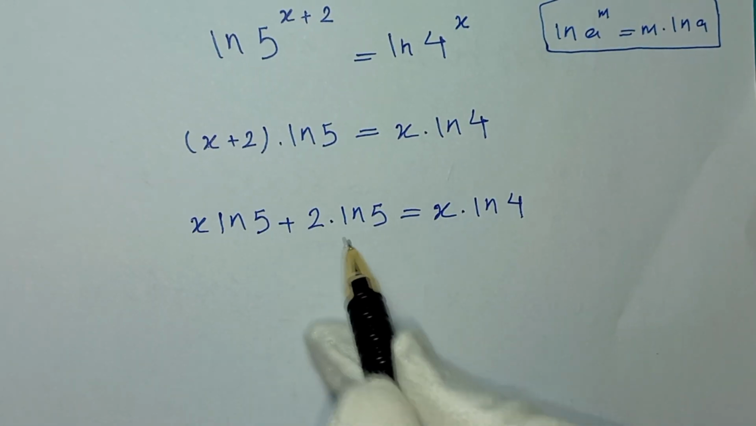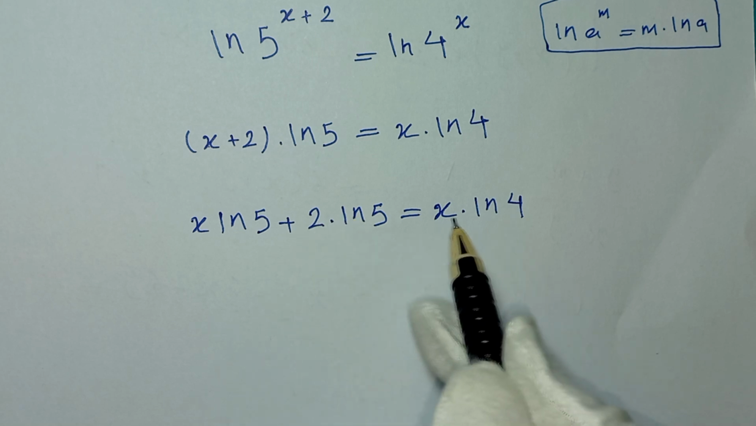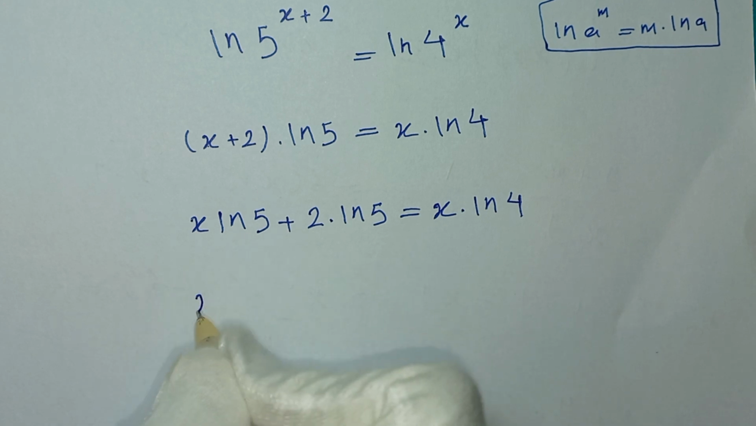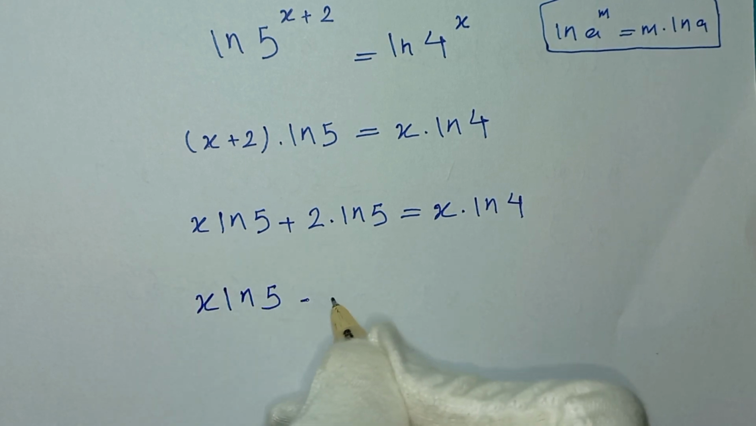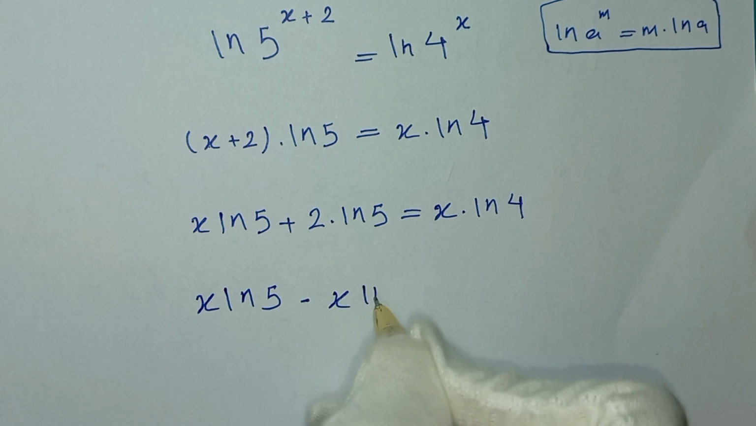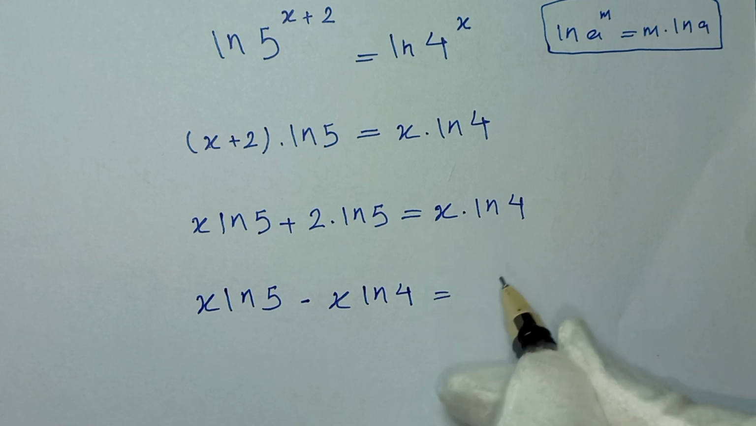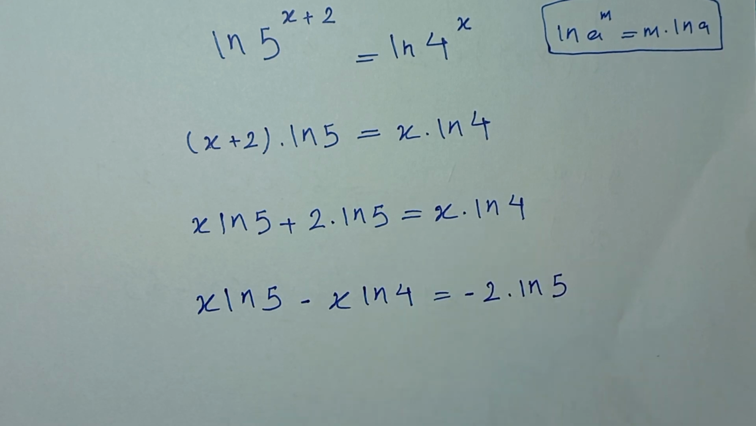In the next step, we take this 2 times ln of 5 to the right side and this x ln of 4 to the left side. So it will be x ln of 5 minus x ln of 4 is equal to this to the right side, so it will be minus 2 times ln of 5.